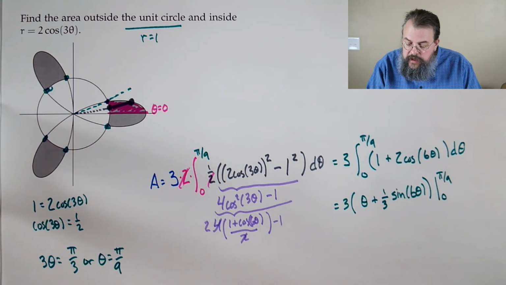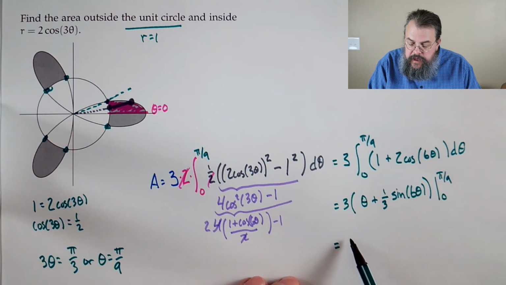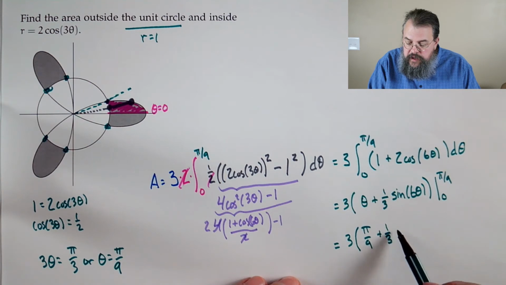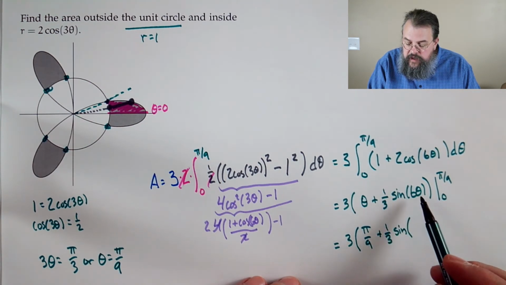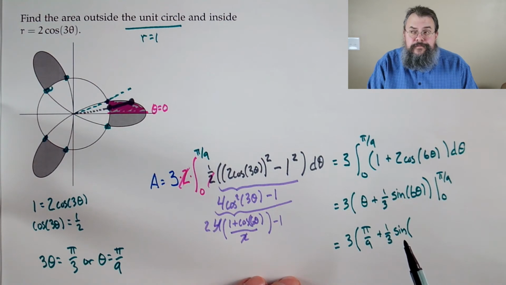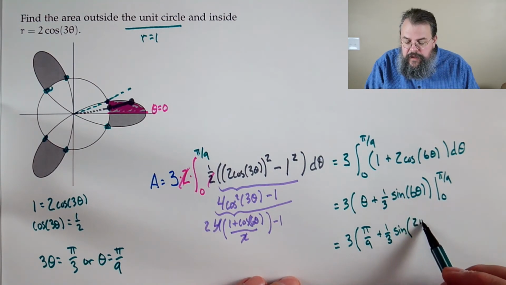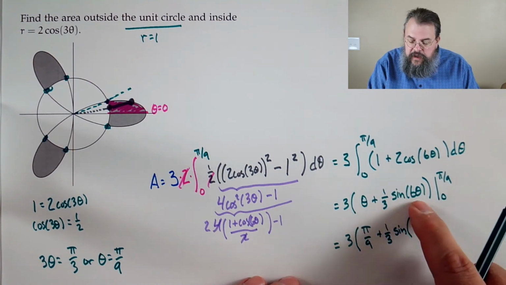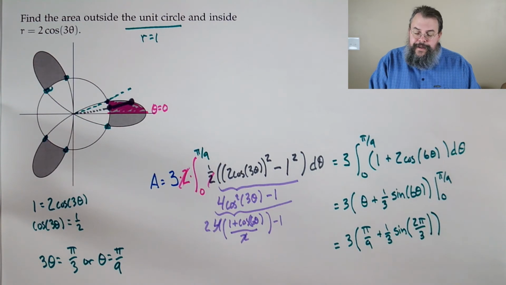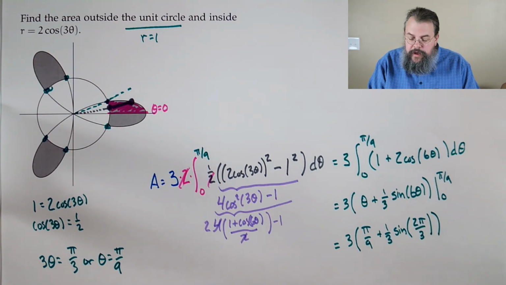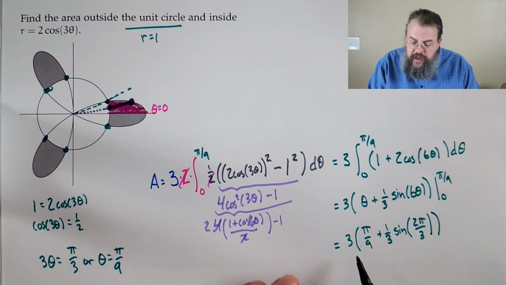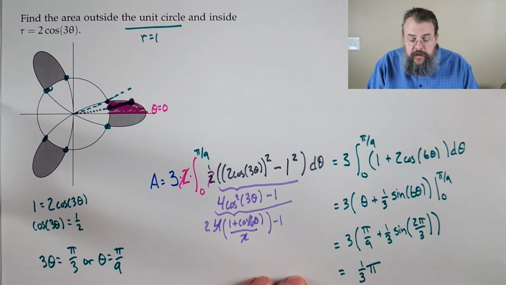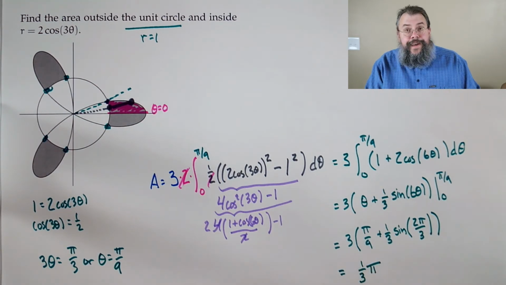So, almost there. Plug it in. We get 3 times pi over 9 plus 1/3 sine of 6 times pi over 9. Well, that's the same as 2 pi thirds. Now, when you plug in 0, you'll get 0. Sine of 0 is 0. You're done. Now, we're almost finished. Well, we just need to know a few things. 3 times pi ninths, well, that's really 1/3 pi.